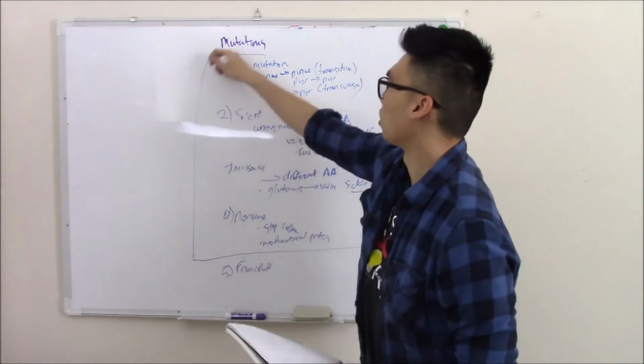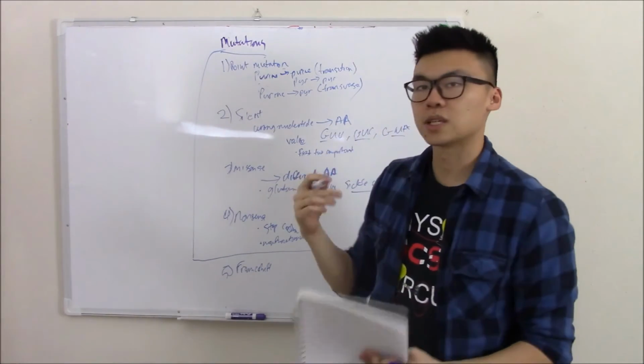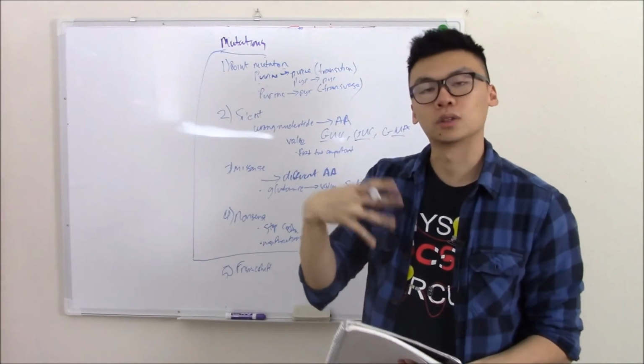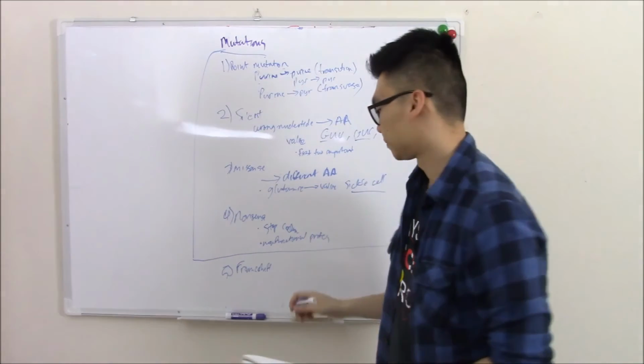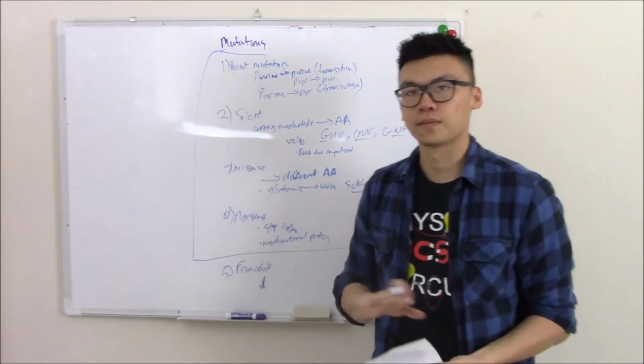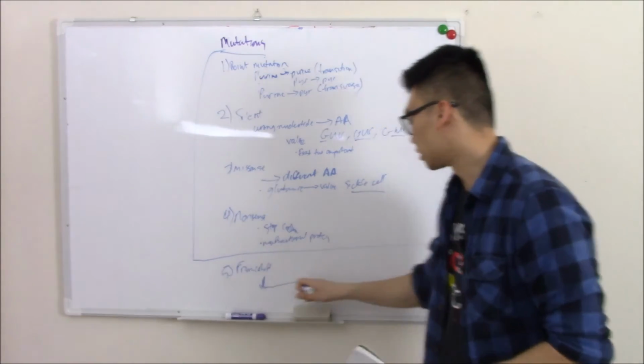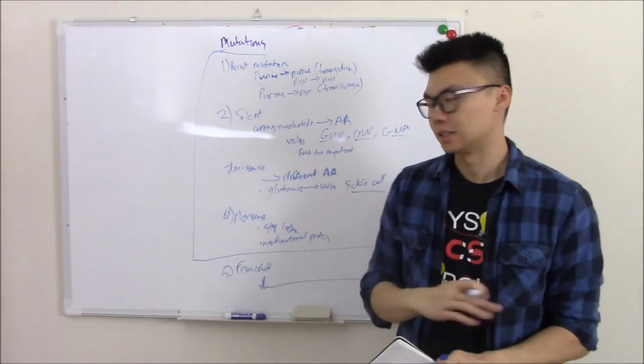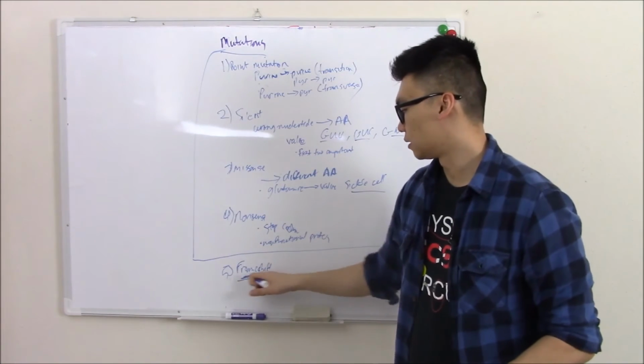And last but not least is going to be your frameshift. This is not part of the point mutation subcategory, but frameshift is when you insert or delete a nucleotide. And that insertion or deletion causes misreading for all the nucleotides downstream. This is the most devastating.